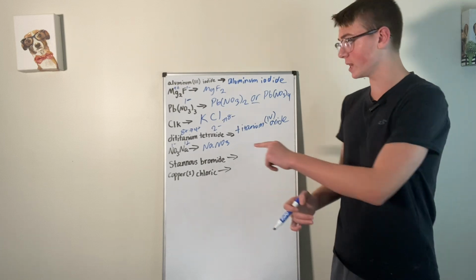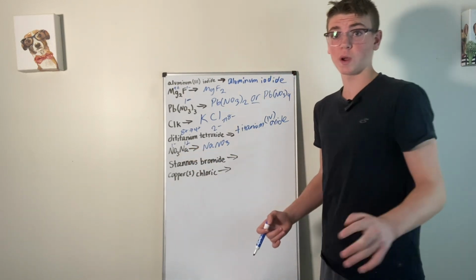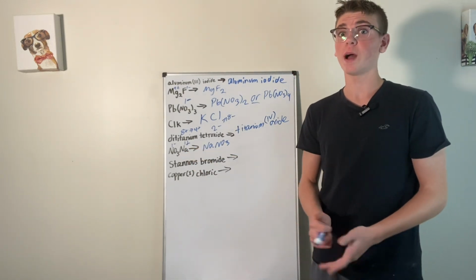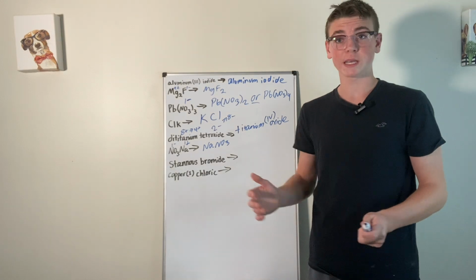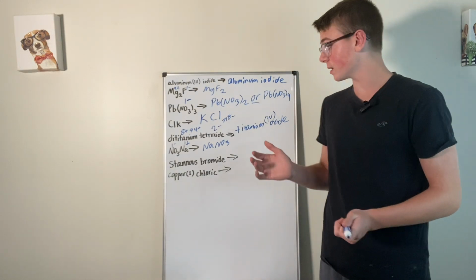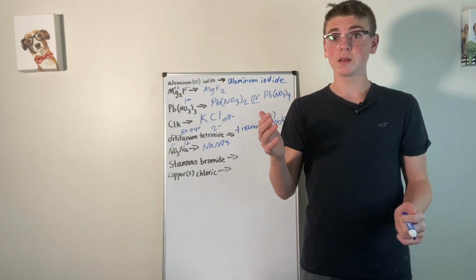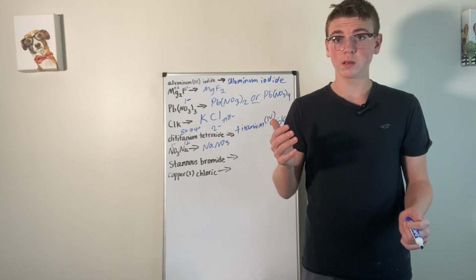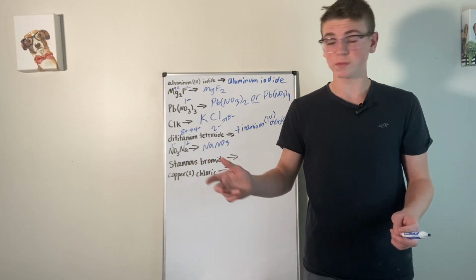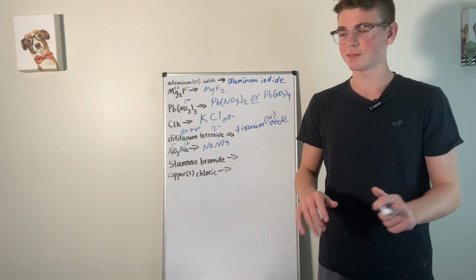And if you ever write it like this, try to say it out loud and you'll probably see if it looks good. Because you have to have the ide at the end for ionic compounds. So if you're saying nitrate sodiide, it's definitely wrong. But sodium nitrate sounds a lot better.